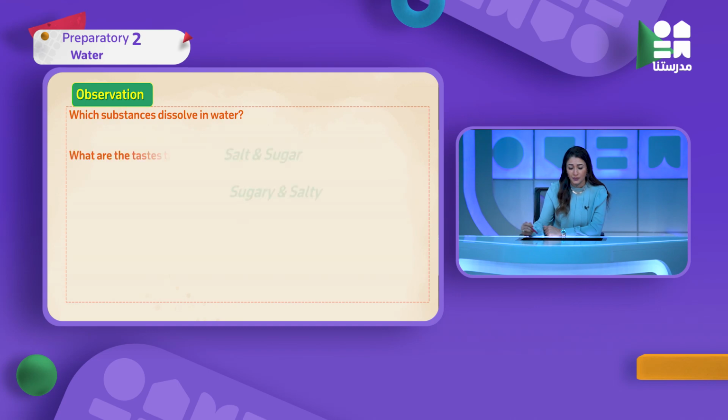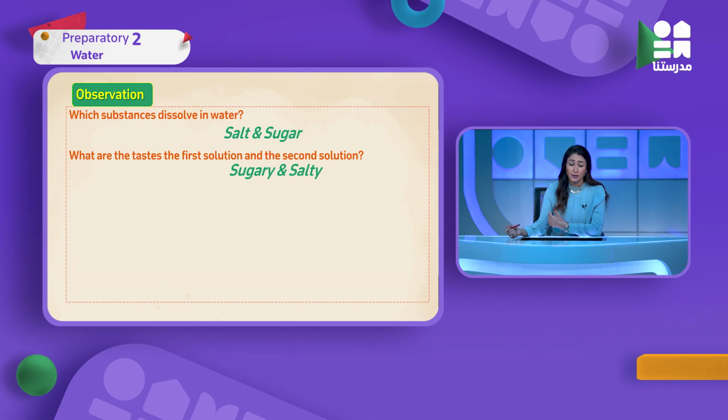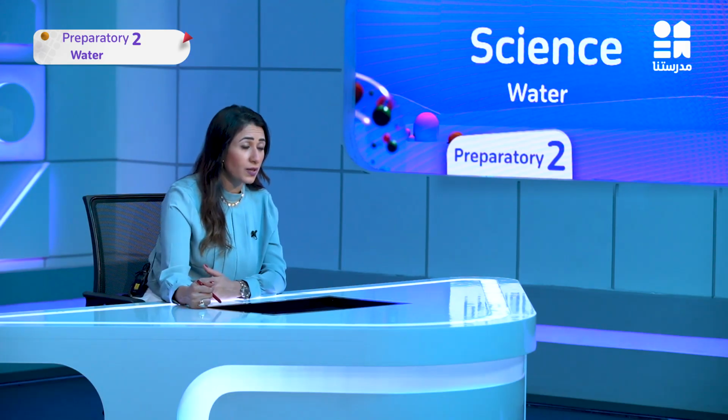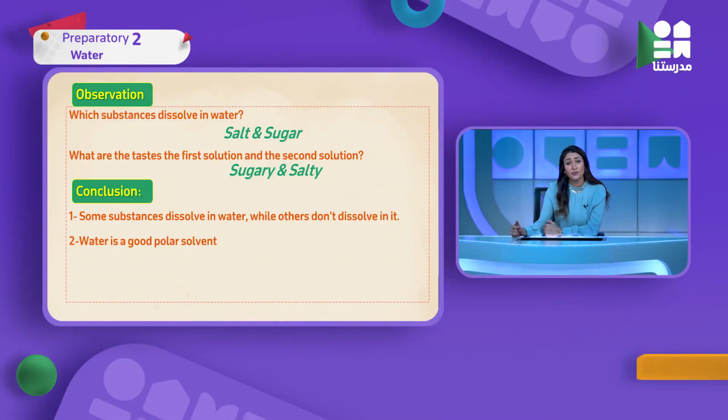Of course احنا عارفين ان salt and sugar will dissolve. طب what are the tastes of the first and second solution? طبعا if it's salt it will be salty and if it's sugar it will be sugary. طب what about oil? Will it dissolve? I think it will not dissolve. طب ايه conclusion بتاعي؟ ان في some of the substances dissolve in water and some do not. طب why? Because water is a good polar solvent.